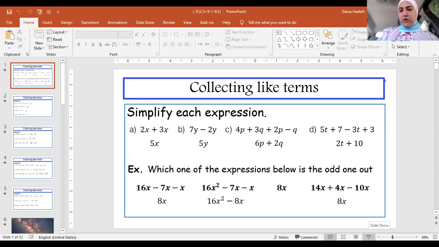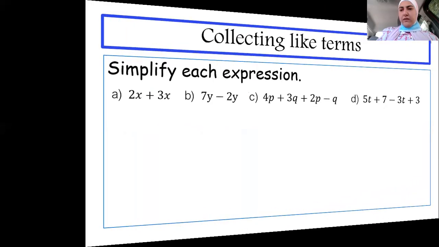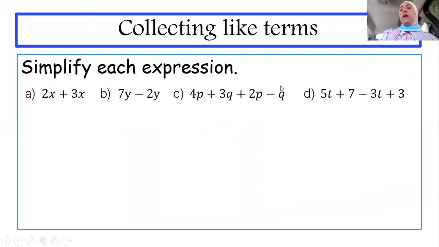Let me do the slideshow feature. Okay. As you remember yesterday, we said that if two variables are like terms, which means they have the same variable with the same exponent, then what do you do in this case? You add the numbers that are beside them. If they are not, you leave them the way they are and you say it's in simplest form.